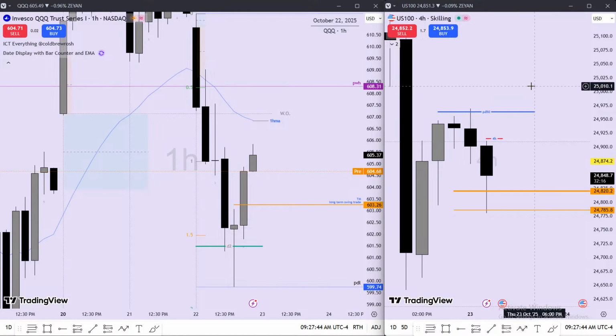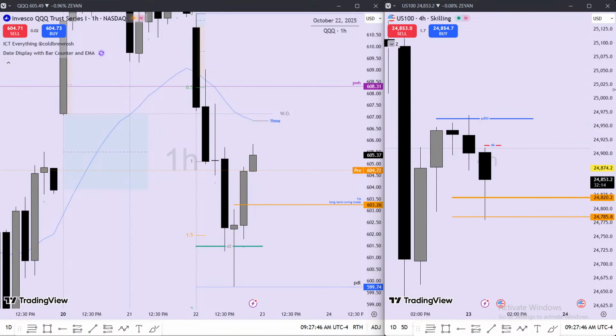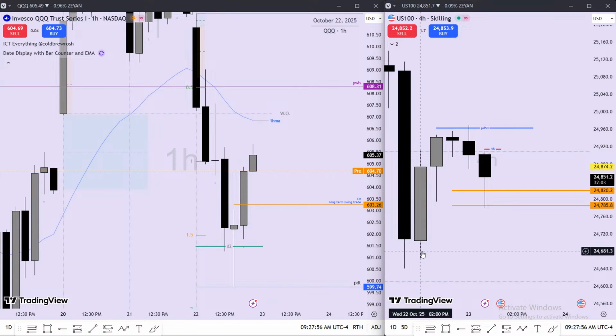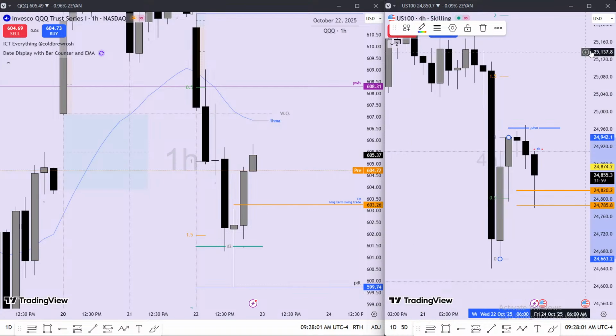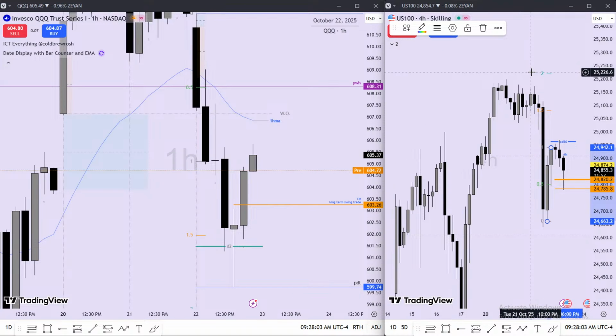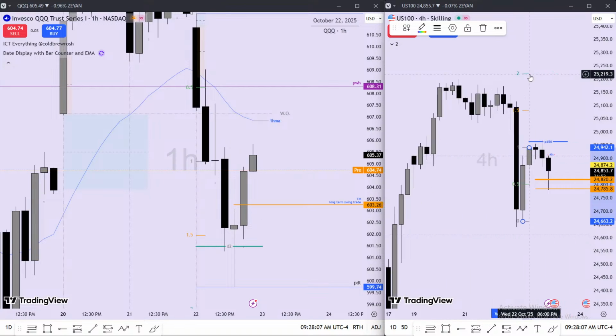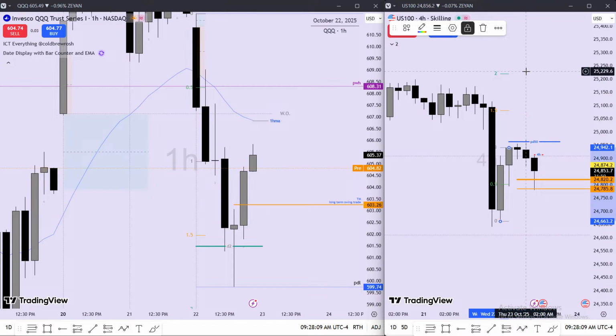We have these two lines now. On the 4 hours, bulls do not want to close below this 24,785 for this uptrend to continue and give a single or double standard deviation of this move, that will take us exactly up to 25,200. So that is what bulls want.